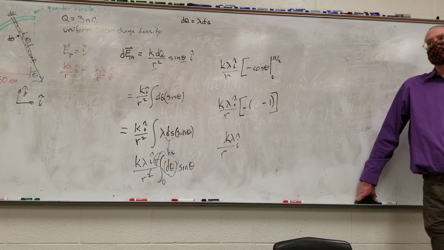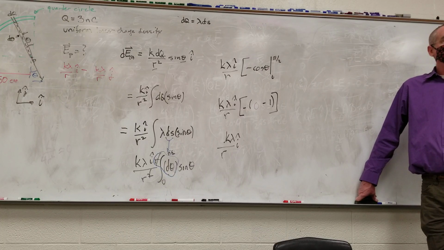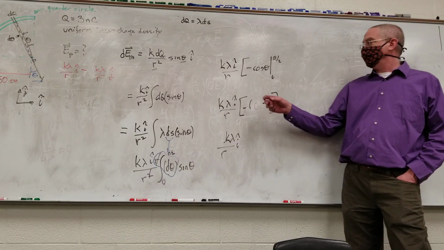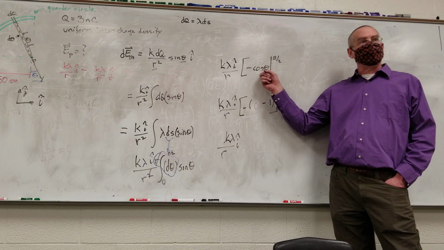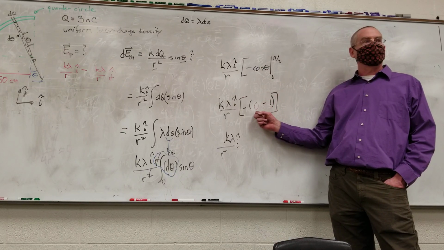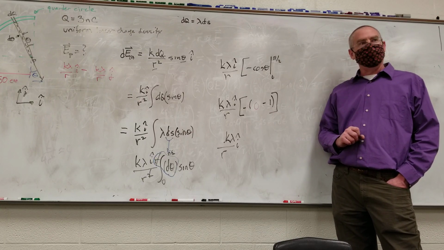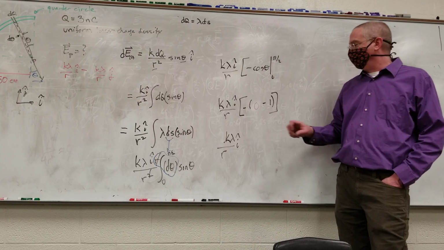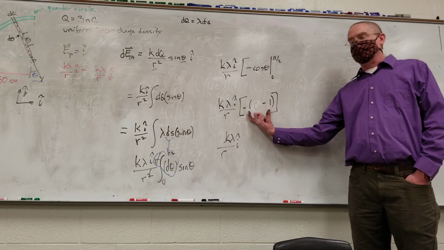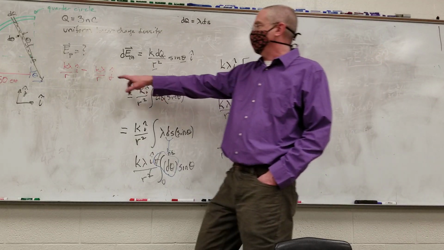Any other problems? What did you just ask? I didn't see what you changed. When you plug in the pi over 2, cosine of pi over 2 is 0 and not -1. That should have been a 0. I couldn't see because of traffic, but what else did you change? Because that's a 0, this whole term here becomes 1 instead of 2. So I erased the 2 from this piece right here, and then I erased the 2's right here.